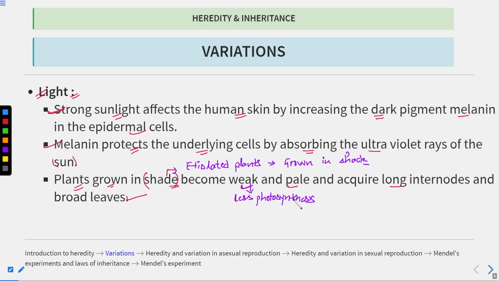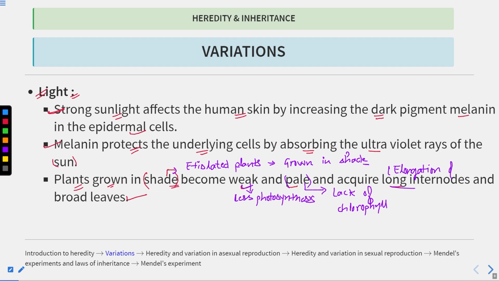For photosynthesis, a particular amount of sunlight is required. Then they will be pale. Why? Because of the lack of chlorophyll. So in the absence of light, or when the plants are grown in the shade, they are pale because of the lack of chlorophyll. And they will have long internodes, because of the elongation of the stem.